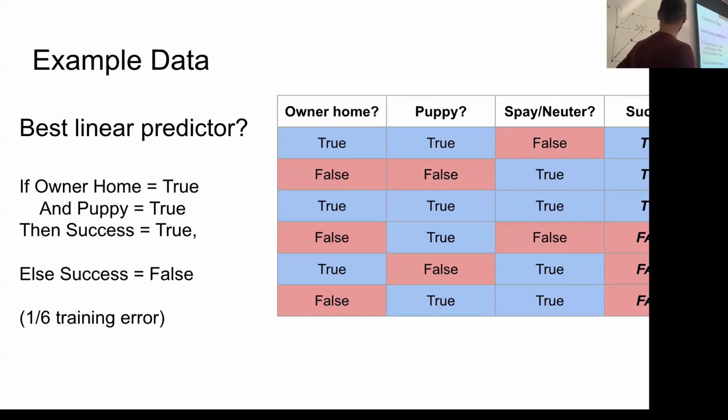So let's see what this means on the figure. Let me delete these colors here. Let's put it black for now. So owner home is true, puppy is true, then we predict success. The owner home, that's these 4 points. And then we have puppy is also true. That's these 2 points, right? So we have the owner home is 1 and the puppy is 1, and the spay neuter can be any value, 0 or 1. So we have these 2 points. For these, we predict true. For these, we will predict success. And for all other points, we will predict failure, false.